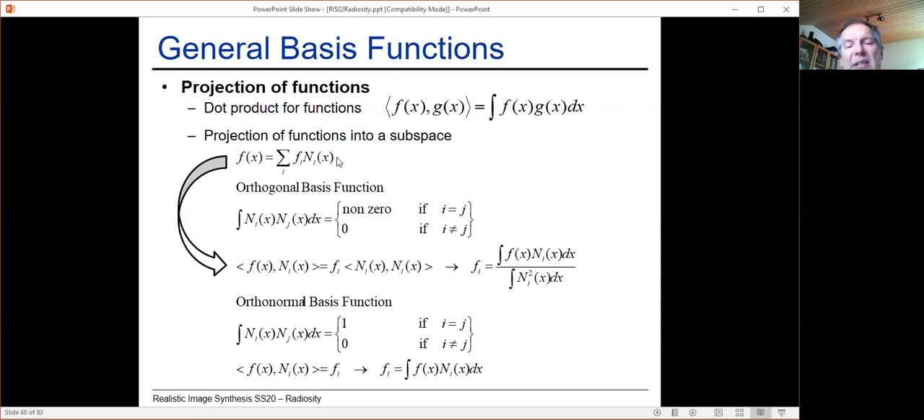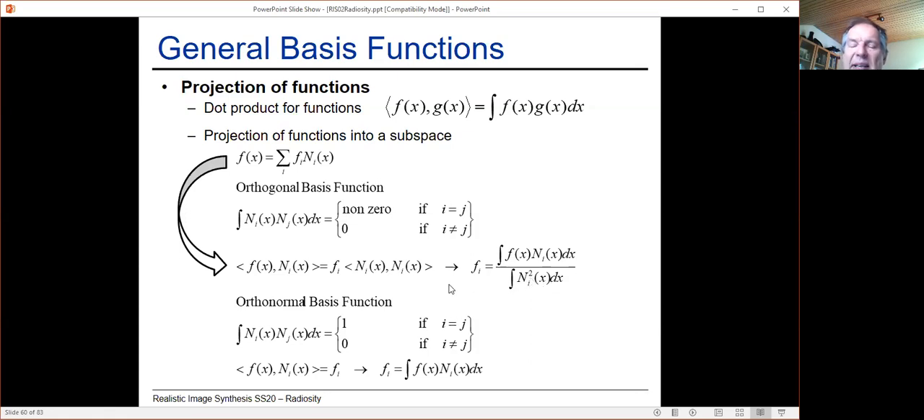We compute the dot product of both sides of this equation with respect to the basis function n_i. On the left side, I compute the dot product of this function f(x) with my basis function, and this is an orthogonal basis function. Then what would happen is that the right side of this equation would be non-zero only if I do this dot product with the same basis function, based on the properties in the upper equation. So then I calculate those coefficients as follows. This is the projection of my function onto the basis function, normalized by the dot product of the basis function.